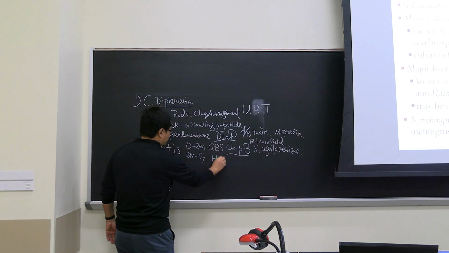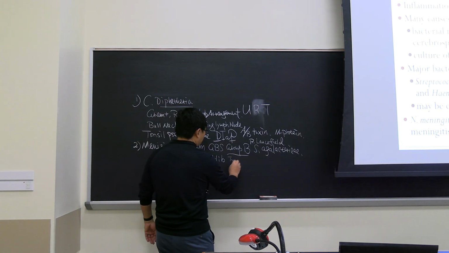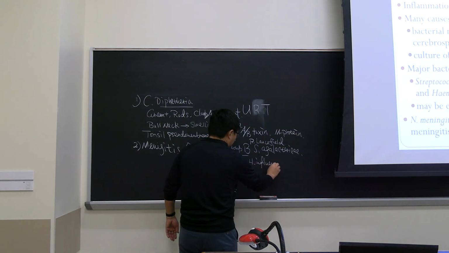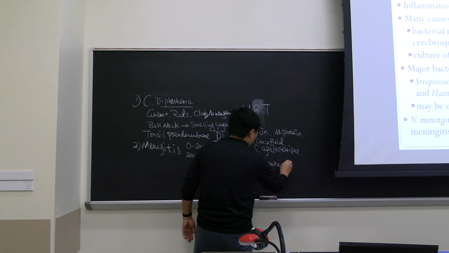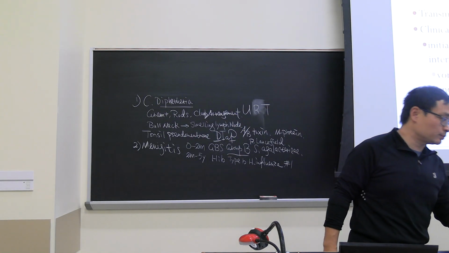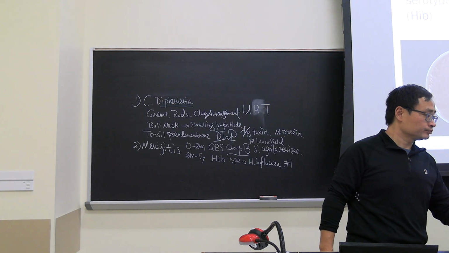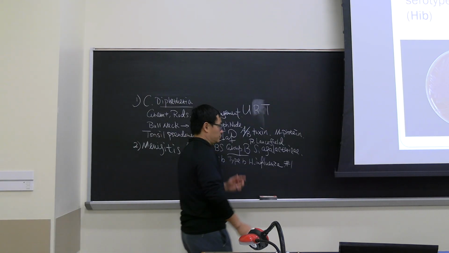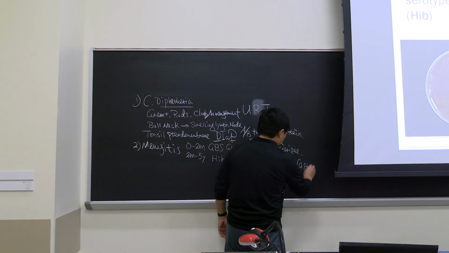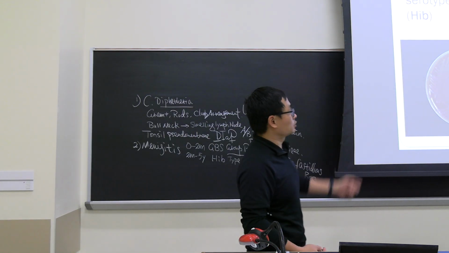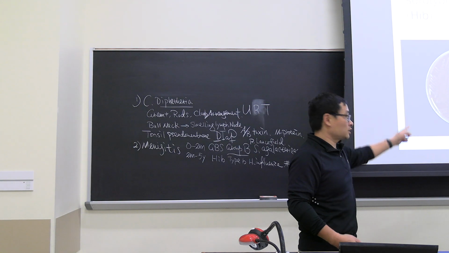Okay, how about 2 months to 5 years old? We call it HIB. That is type B Haemophilus influenzae. And this is what we call the number one childhood disease in the United States. It's responsible for more than 80% of the meningitis in the United States. It is also very special, a fastidious bacteria. Once we call it a fastidious bacteria, what we talk about, they only grow on chocolate agar.